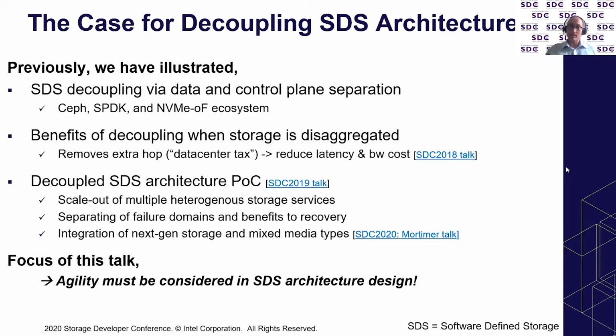Now, with that context all around decoupling, the focus of this talk is on agility. What we're talking about is that agility needs to be considered in SDS architecture design. We'll describe what we mean by agility, why we think it's needed, and how SDS architecture should evolve to handle agility. And again, we'll make the case that decoupling the SDS architecture helps agility. So without further ado, I'll jump into this now.